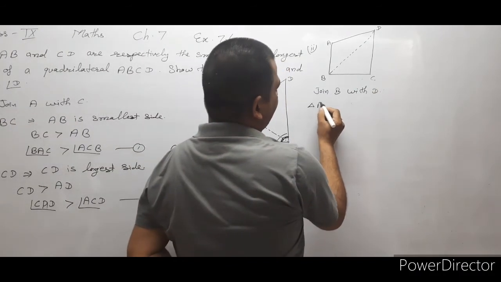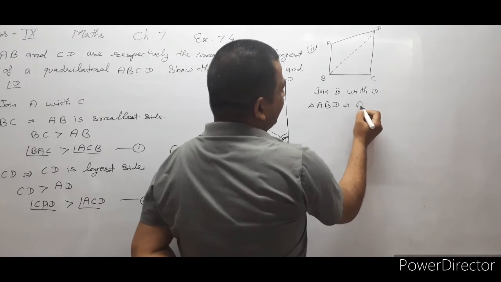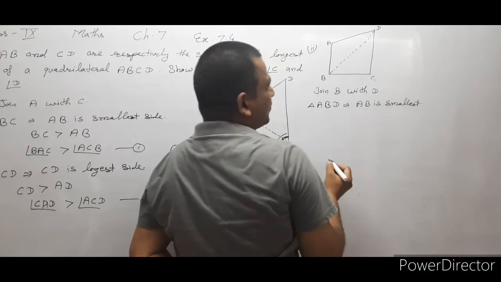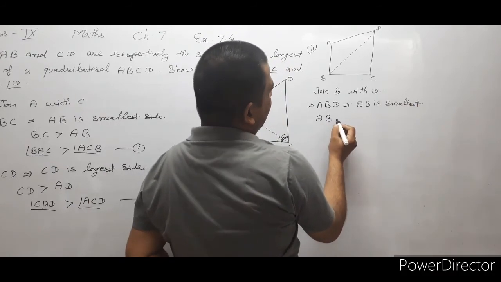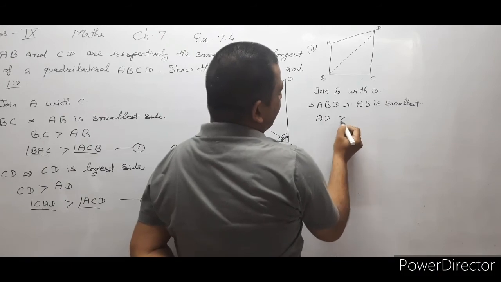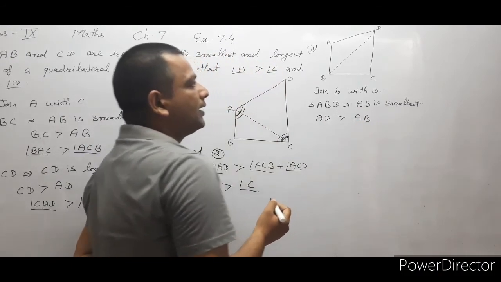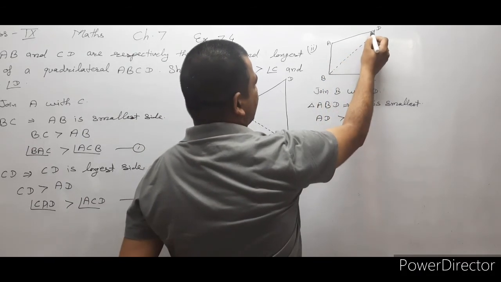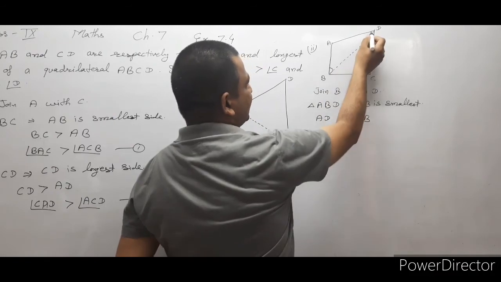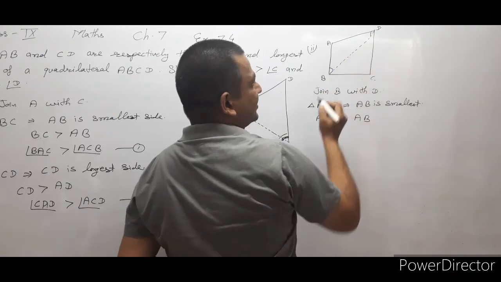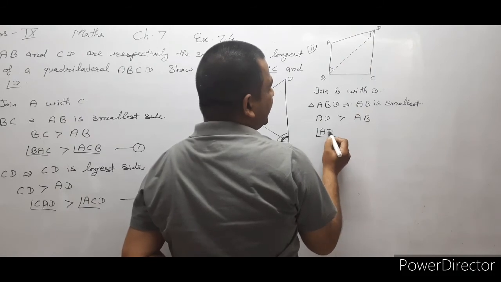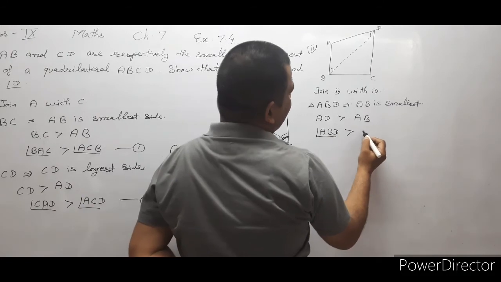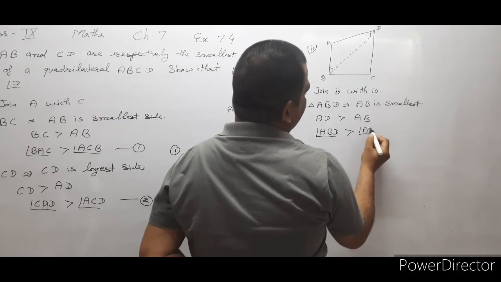Triangle ABD. It's given that AB is the smallest side. If it is the smallest side, that means AD is also greater than AB. Again, if this is a smaller side and this is a greater side, then the opposite angle of the greater side is greater than the opposite angle of the smaller side. That means angle ABD is greater than angle ADB.